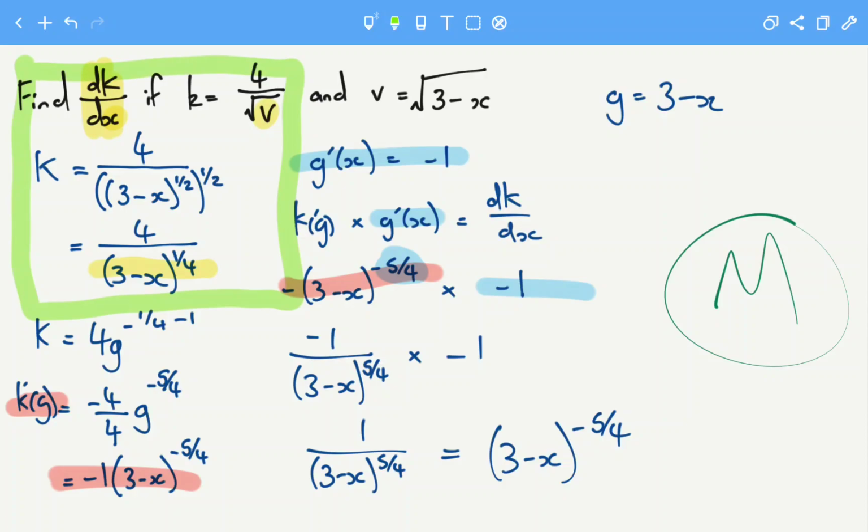Because when it's asking you dk over dx, you want to get differentiating k in terms of x, whereas the question gives you differentiating k in terms of v. And so you've got to be really careful when you look at that.